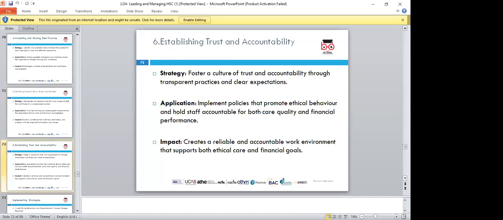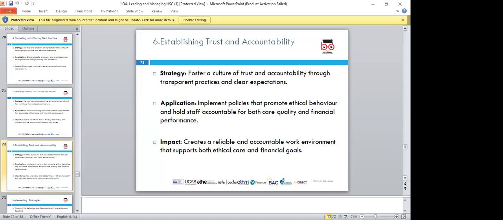Strategy: it fosters a culture of trust and accountability through transparent practices and clear expectations. Application: the application therefore will be that you implement policies that promote ethical behavior and hold staff accountable for both care quality and financial performance.